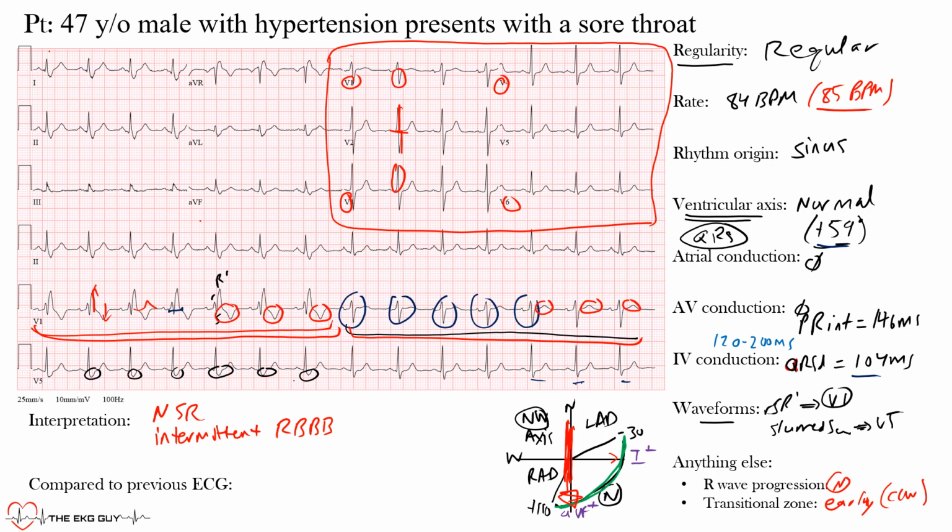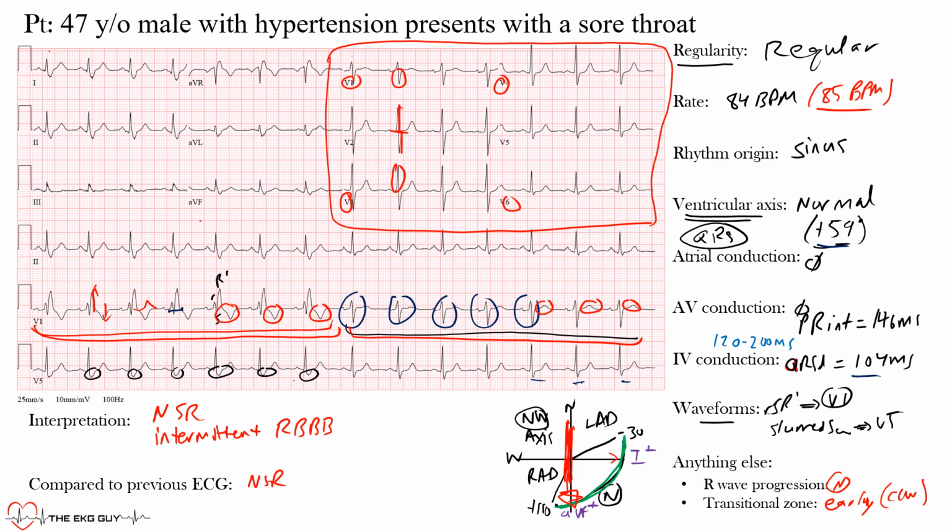Okay, so when we compare this EKG to prior, what was seen on the prior was actually only normal sinus rhythm. There was none of that intermittent right bundle branch block. So this 47-year-old male with hypertension presenting with a sore throat, in this EKG, we may have just captured this intermittent right bundle branch block that we saw in those early 7 beats.